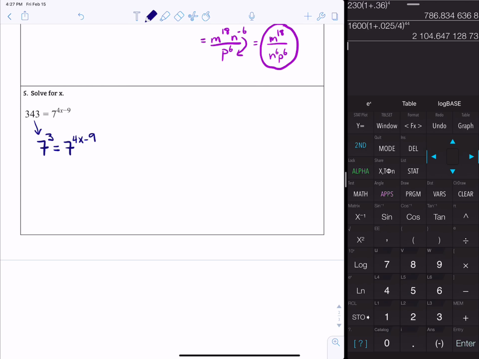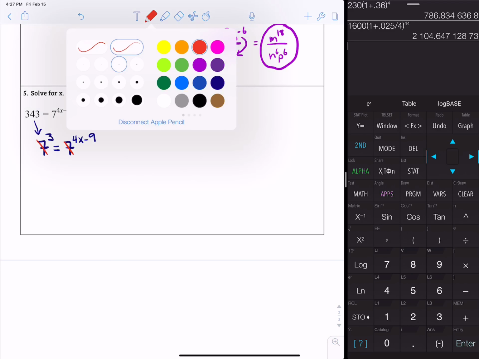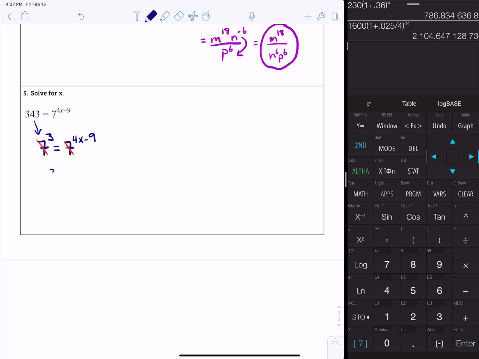But now both sides have a like base of 7, so you're allowed to cancel them out and solve what is left over. So we just have 3 equals 4x minus 9. Then we can add 9 to both sides, so we get 12 equals 4x. And then divide both sides by 4, and you get x equals 3.